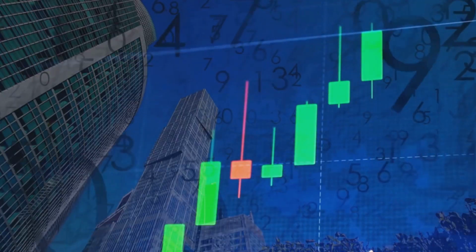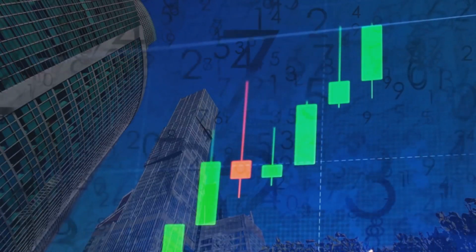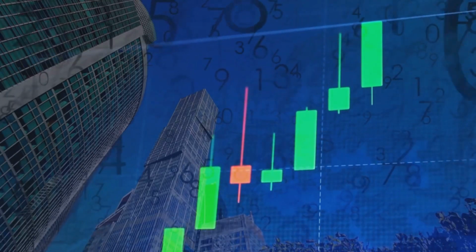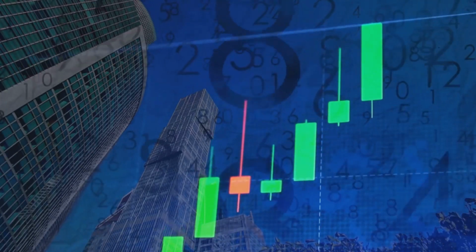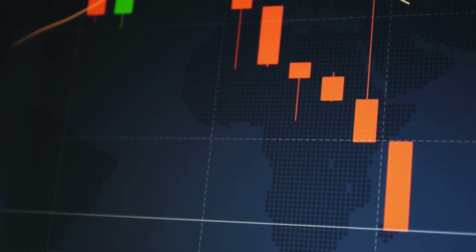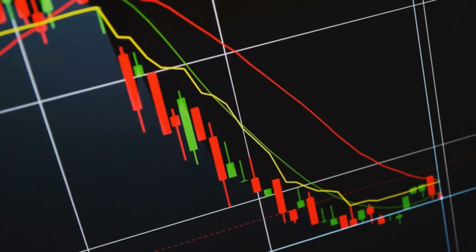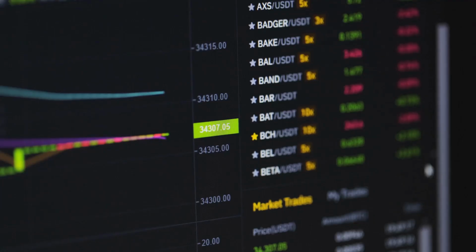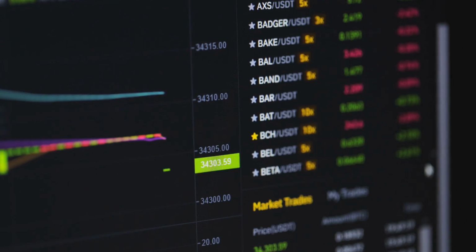I always watch very carefully for these shooting star formations at the end of a sustained uptrend, or when the price reaches a key and previously established resistance zone. And, as with the hammer pattern, if the very next candle confirms the shooting star's signal with a solid red close, that's a very solid and reliable sell signal for me. So, with all of that said, here's the golden rule to remember when using candlestick patterns in your trading.